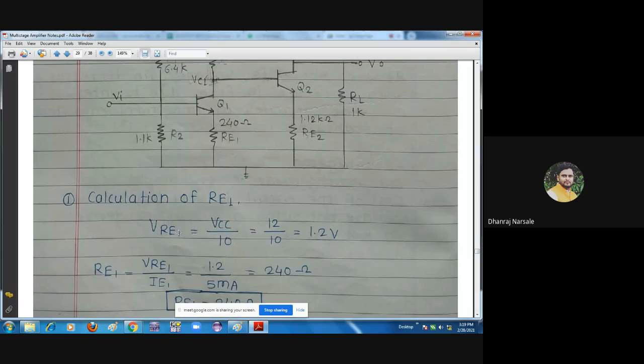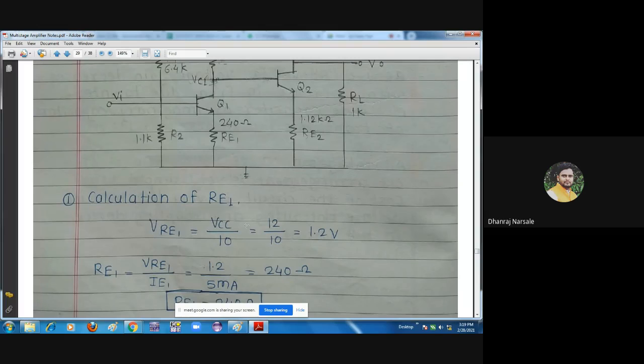What is VRE1? VRE1 is the voltage drop across the RE1. Okay, so we have to find out the voltage drop across the RE1. To find out the voltage drop across the RE1, there are some design guidelines. What is the design guideline? According to design guideline, VRE1 is equal to VCC divided by 10, means it is 1/10 of VCC.